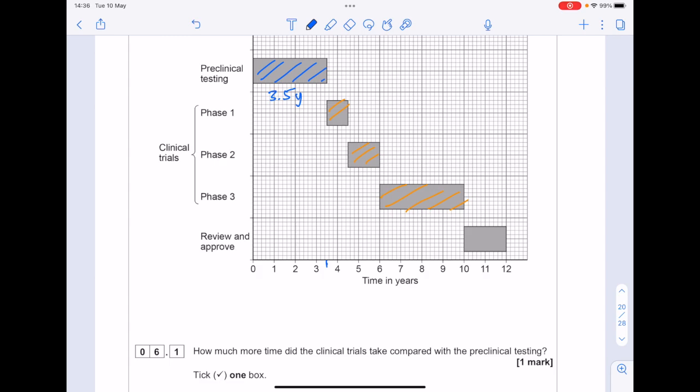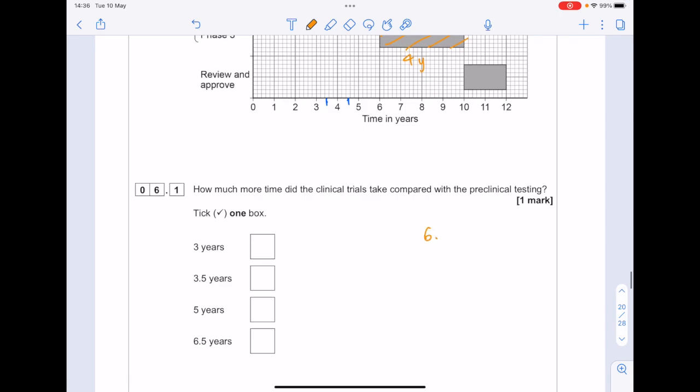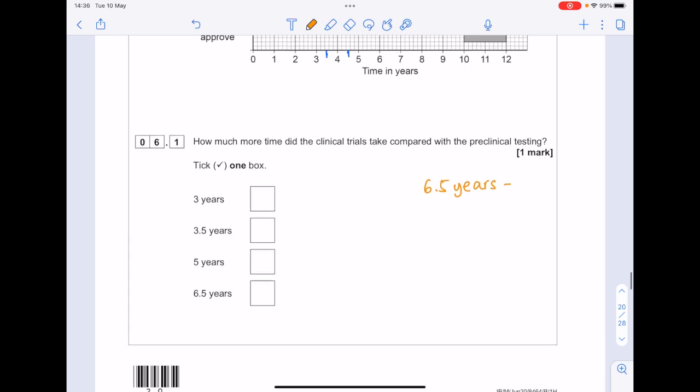And then underneath we've got 1 year, 1.5 years, 4 years. So in total, 6.5 years for clinical testing compared with 3.5 years for preclinical testing, so the difference between that is 3 years.